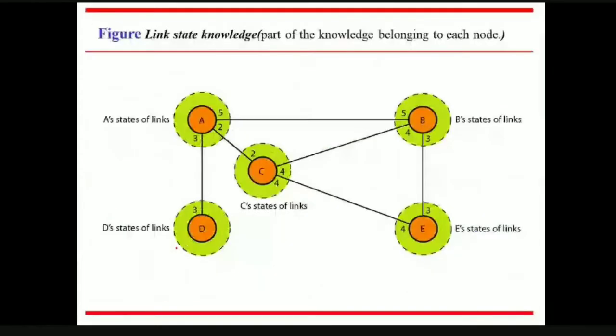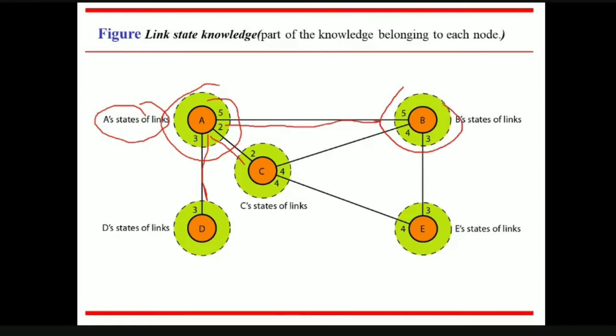Now, if you see here, the link state knowledge, this diagram represents the knowledge of each and every node. See now, the state of links of A. Node A comes to know about this particular link, this link, and this link. So at the initial moment of time, A only knows about these three links, B only knows about these three links, C only knows about these two links, and D only knows about this link, which is connected to A. So this is how it initially looks.